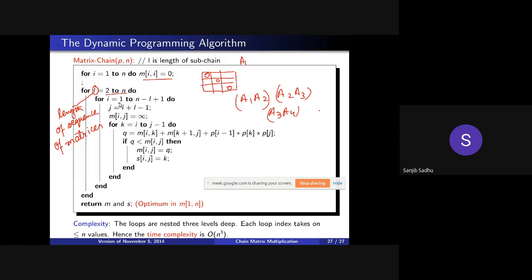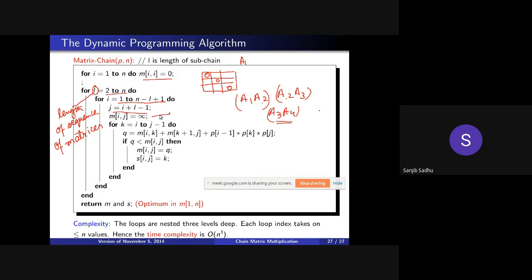So for i equal to 1 to n minus L plus 1, this varies up to n minus length plus 1, obviously. Otherwise, you will not get the final length. The sequence is split like this, and j will be the index i plus L minus 1, that is i plus length minus 1. Initially L is 2, so 2 minus 1 means 1. When i equals 1, then j will be 2. When i equals 2, j will be 3, in this way. And M_ij is infinite; you take a very large value as the initial entry.